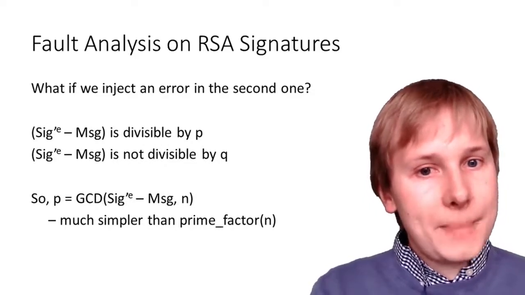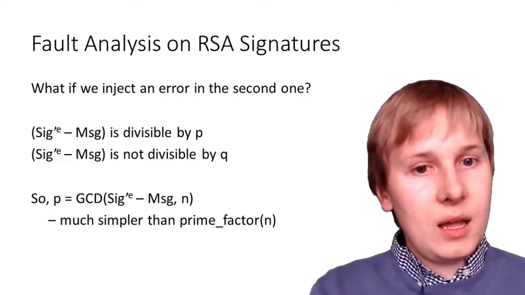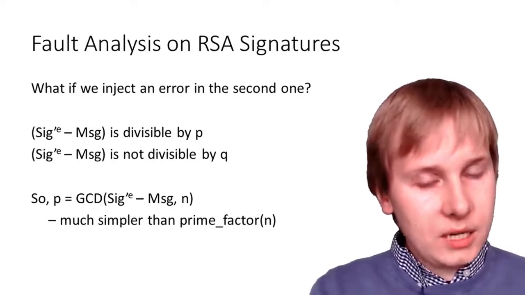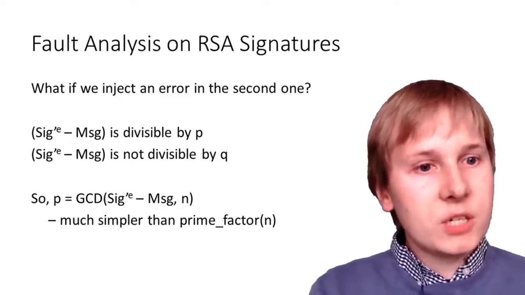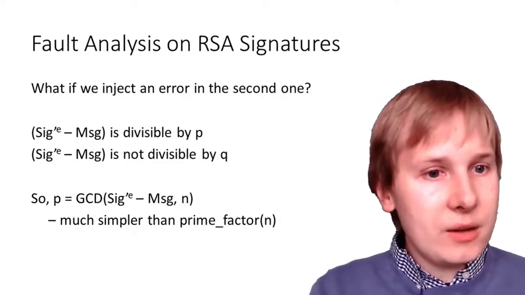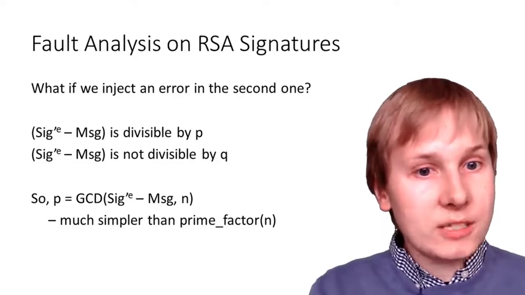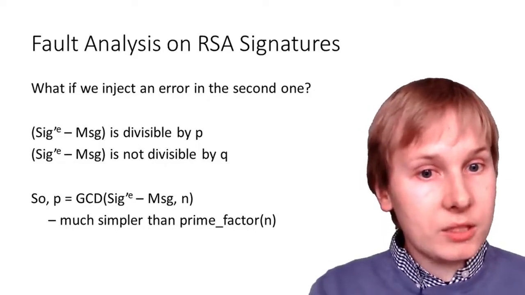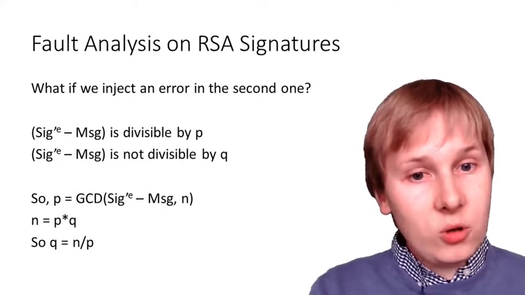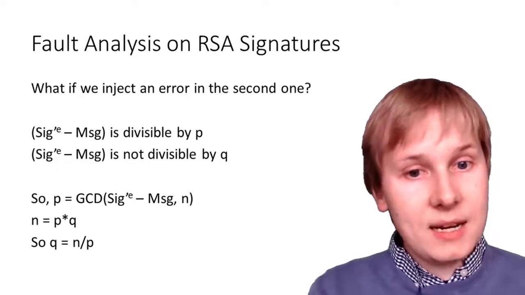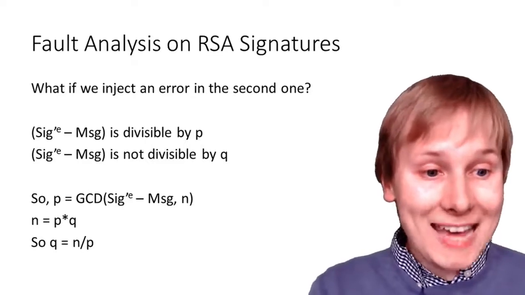So P is just the greatest common divisor of our signature minus the original message and N, the known public key, which is far easier to work out than the prime factor of N, which we otherwise need to do to work out what our secret P and Q are, and thus break the security. This is far easier to do, and so you can also get out Q from it by just dividing N by P, which works out Q, and so you've broken the entire security of RSA.